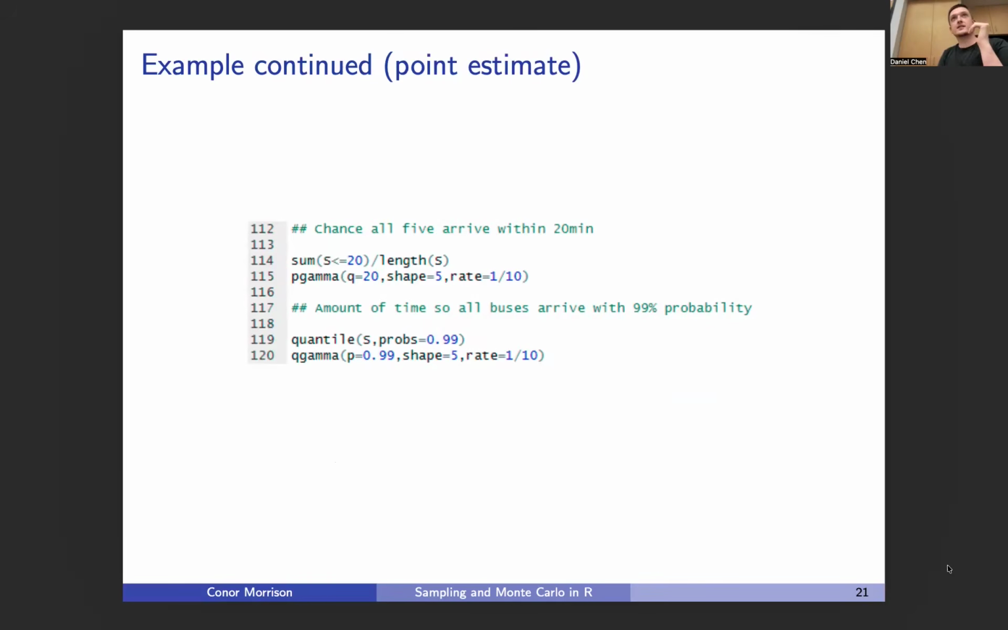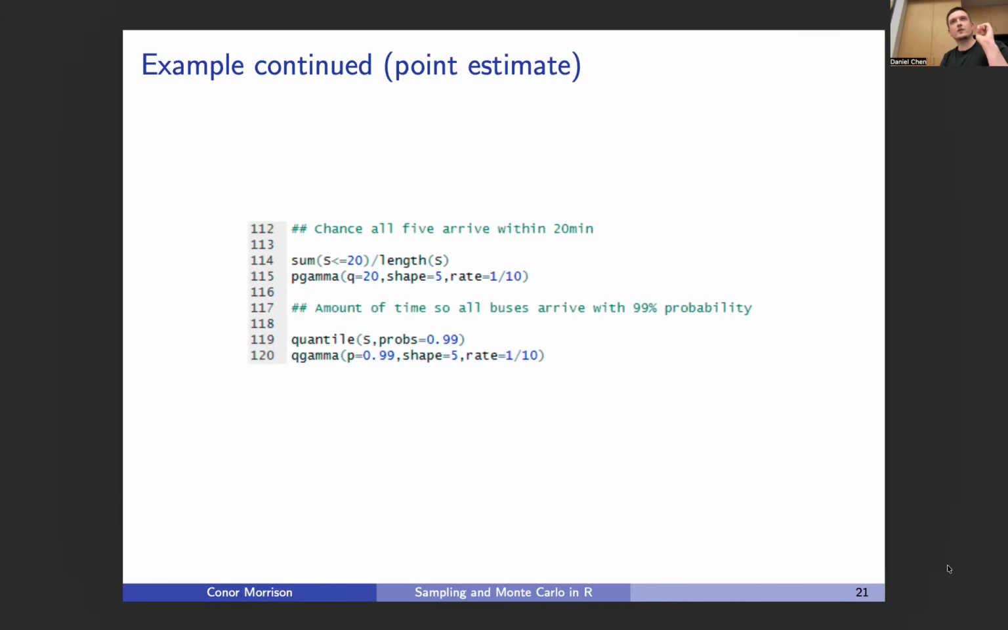And those two questions I said, they're super, super easy to answer. So the first one, if you remember, it was what's the probability they all arrive within 20 minutes? So if I take that big sum S and I say S lesser than or equal to 20, each one of those is going to be a 0 or a 1, fail or success. It's actually kind of related to the binomial if you think about it, but don't worry about it. And then when I add those up, I'm just counting how many were within 20 minutes, how many experiments within 20 minutes divided by how many experiments. And then in 115, that's just the R solution using P gamma.